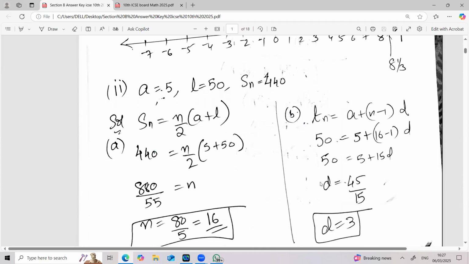All right. Next question is on arithmetic progression. We will use a shortcut formula. Sn is equal to n by 2 into first term plus last term. We got n. Once we get n, you can use the nth term formula. Tn is a plus n minus 1 into d. So as to calculate common difference, you should get 3 as the answer.